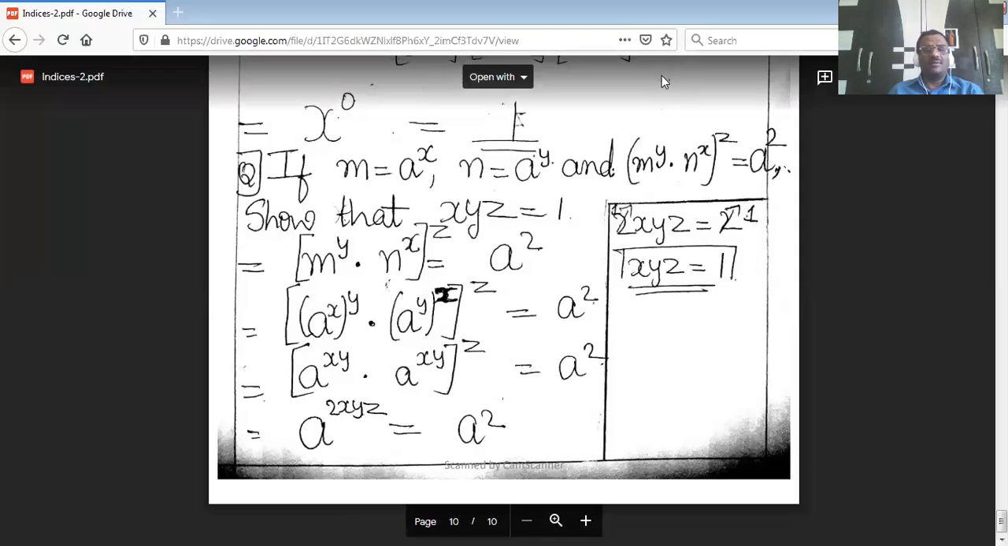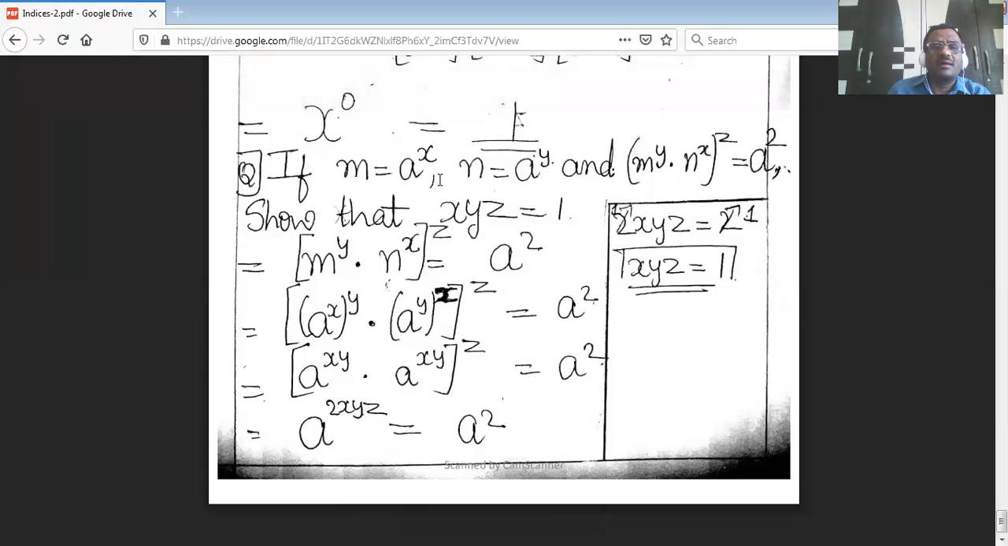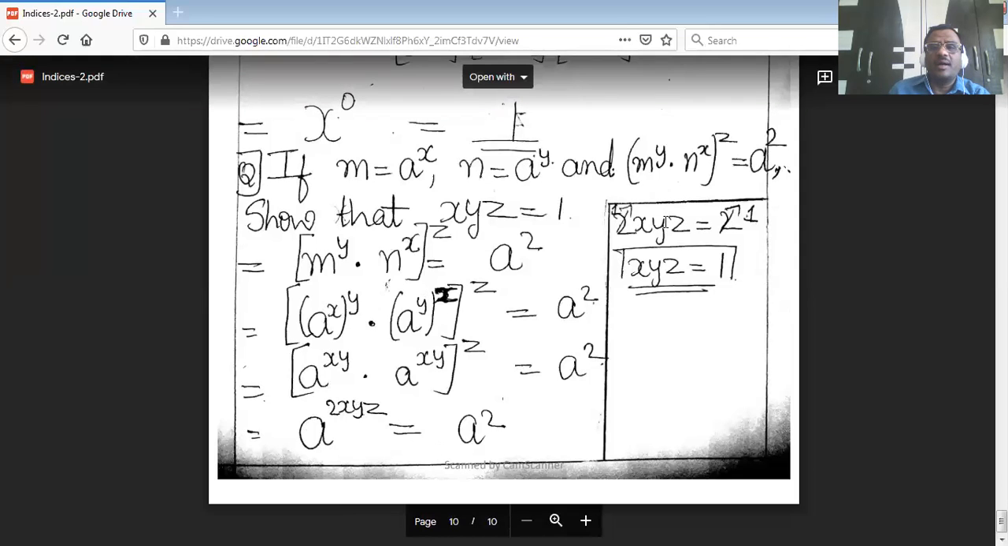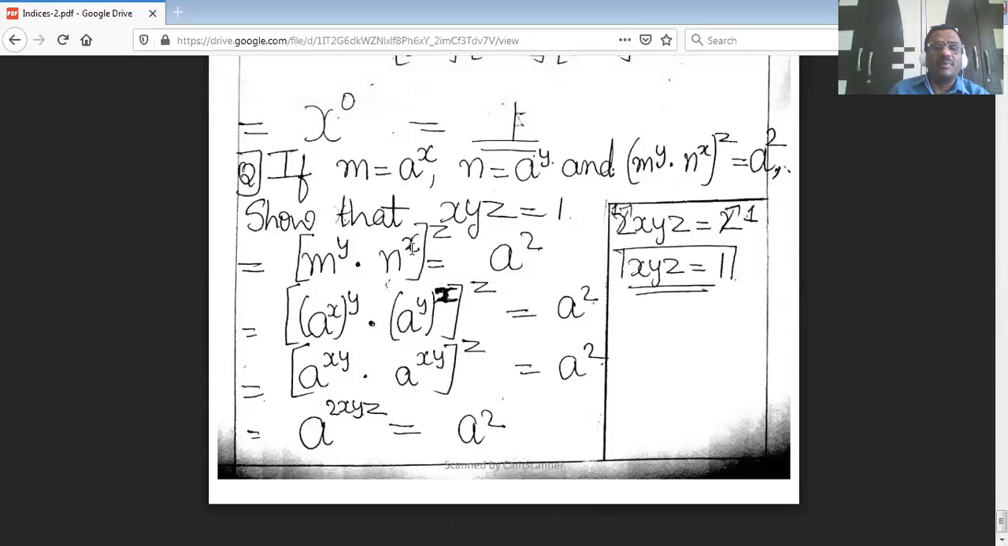Going for a second round of explanation. Look at the data: m is equal to a power x, n is equal to a power y, and (m to the power of y into n to the power of x) to the power of z is equal to a square. Correct? Now you take only this LHS part and simplify this and substitute the data that is given to you. Now m to the power of y and n to the power of x.